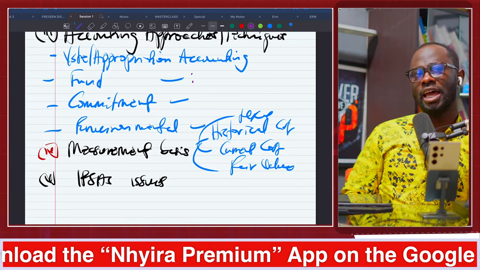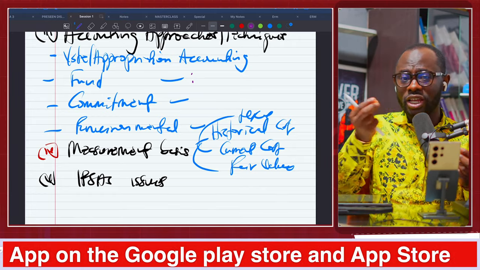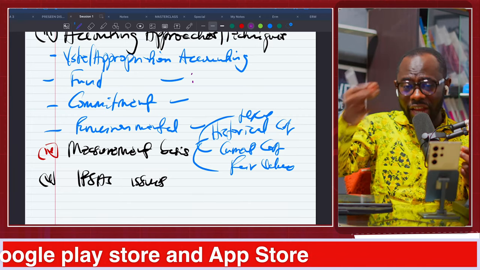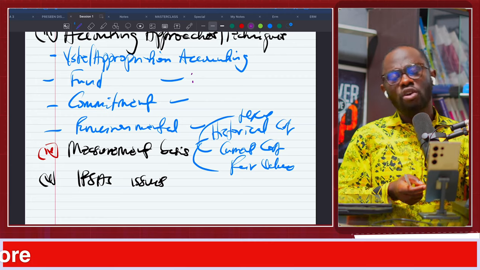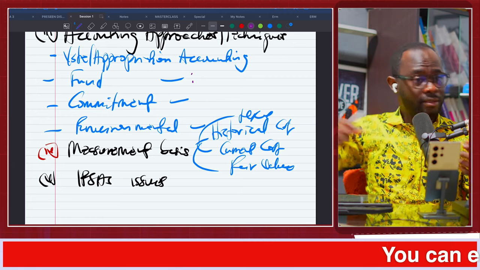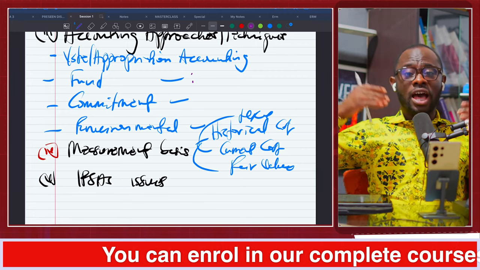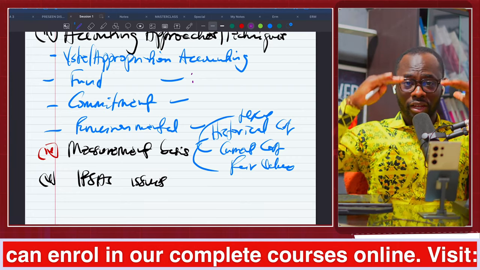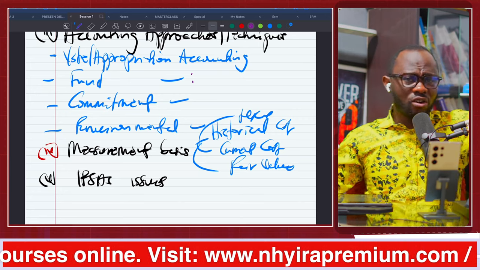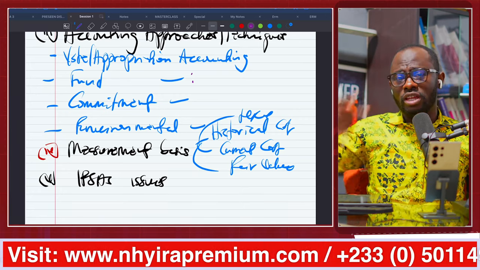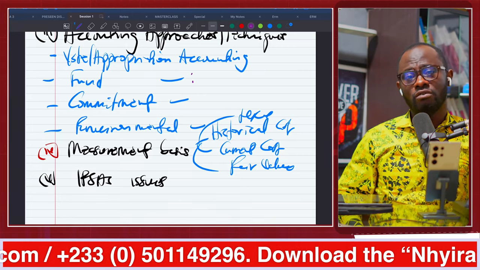We said that measurement has to do with the determination of the monetary value at which a transaction or an item will be carried in the financial statement, whilst recognition is incorporating a transaction into the financial statement of the entity. So what are the measurement basis? We spoke about the historical cost. This is where we recognize an asset at the original cost incurred in acquiring the asset, or the liability as the amount of consideration transferable at the date of the transaction.